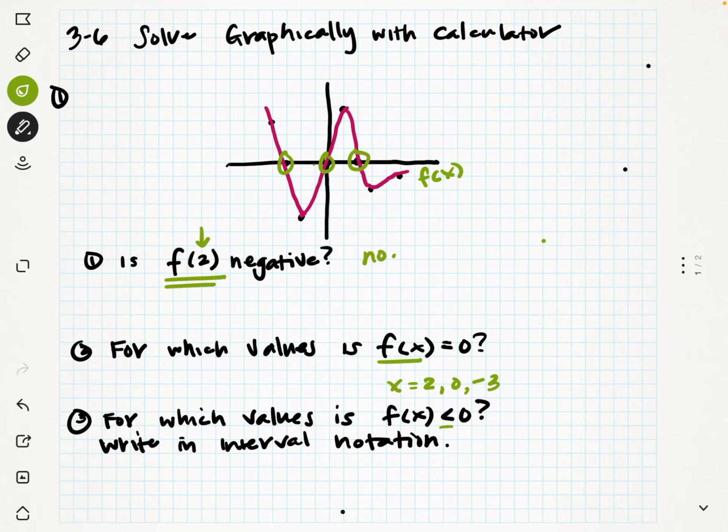Okay? And then it says, for which values is f of x less than 0? So this can be confusing. But what it's actually asking us is, where's the graph below the x-axis, right? Because those are all the places where the function is negative and therefore less than 0. So it's asking us to write an interval notation. So we're going to say from this point here, negative 3, all the way to 0. All that part there is negative.